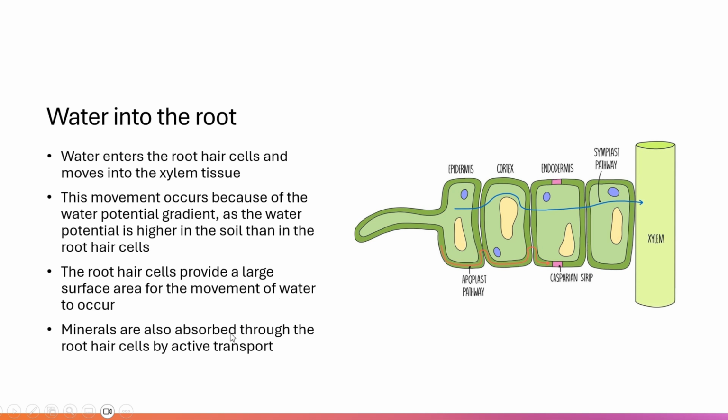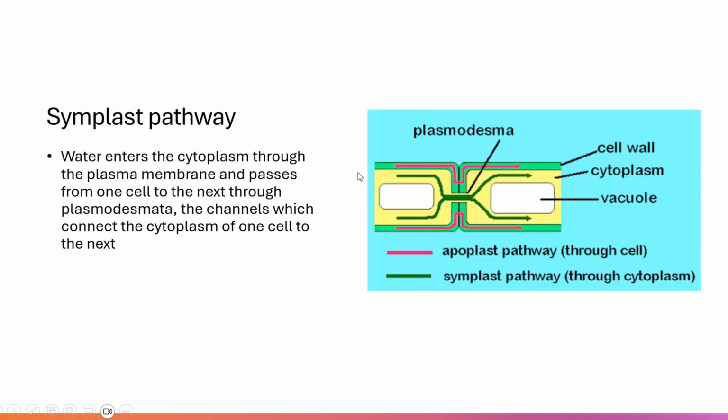Minerals are also absorbed through the root hair cells by active transport. Calm. So the symplast pathway, you need to know about it. Water enters the cytoplasm through the plasma cell membrane and passes from one cell to the next through the plasmodesmata, the channels which connect the cytoplasm of one cell to the next.